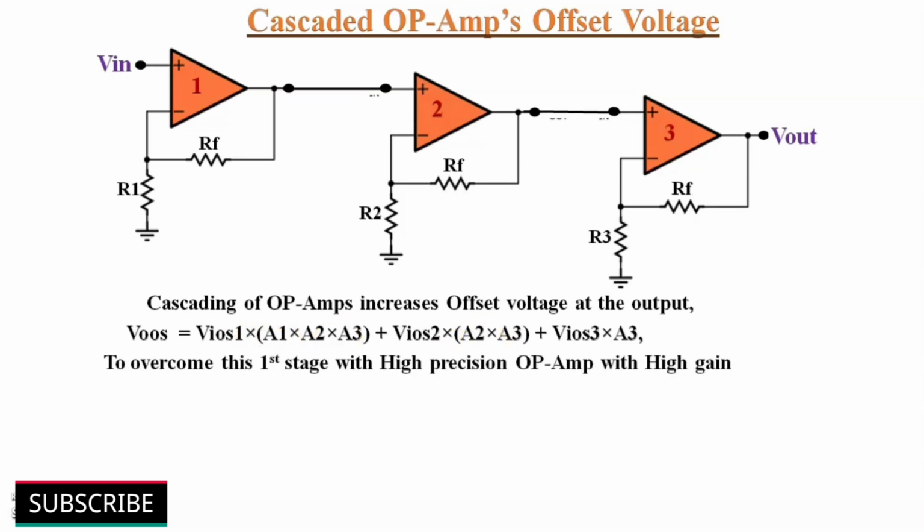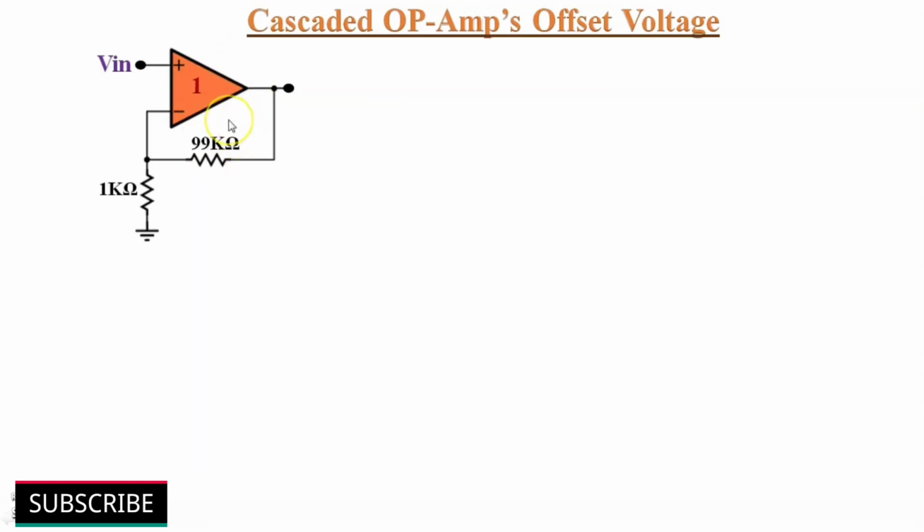So the solution to overcome this offset voltage is, in the first stage, use high precision op-amps with low input offset voltage and design a circuit with high gain at the first stage, which will produce the best results. Let us observe this with an example.